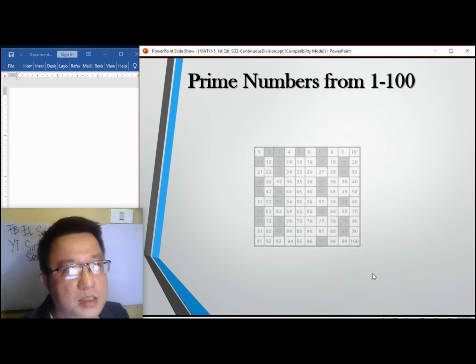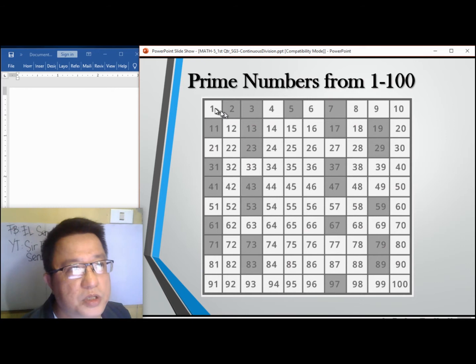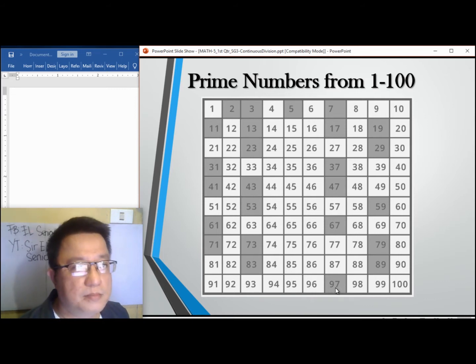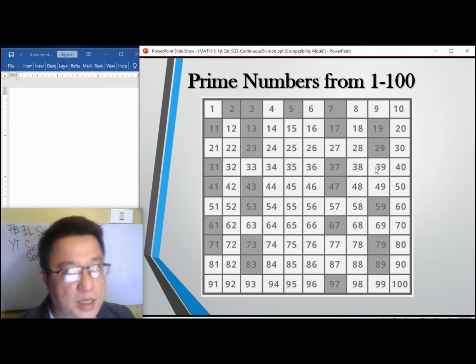Okay, so here is a table of the numbers from 1 to 100, and highlighted are the prime numbers. Okay, so the smallest prime number is 2, and then there's 3, and then 5. We skip 4 because 4 is composite. And then the highest number from 1 to 100 that is prime is 97. Okay, it is better for you if you memorize this table, and later on it will be very useful when you are trying to factor out numbers.